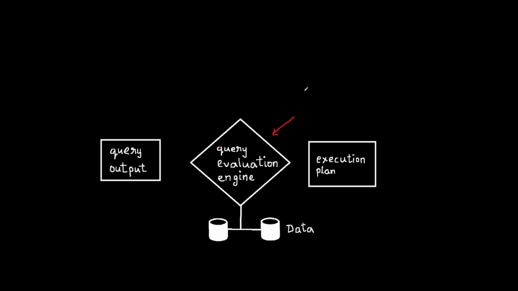The execution plan is then passed to the query evaluation engine. The query evaluation engine actually executes the operations specified in the execution plan. It accesses the required data from storage and performs the operations needed to answer the query. Finally, it produces the query output. These are shown as steps 3 and 4 in the diagram.